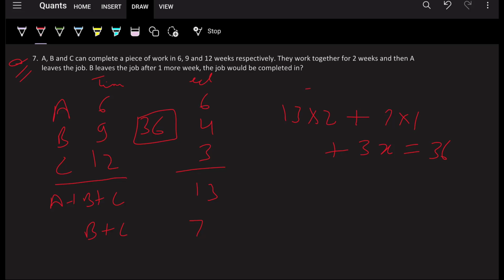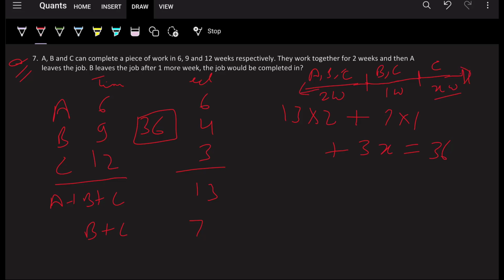Assume that for 2 weeks A, B, C has worked. After this, A leaves the job. So now B and C remain. Now B leaves the job after 1 more week. So 1 week, now B leaves, so C will be there. Now suppose it works for x weeks, and the total work is completed in this much duration of time.